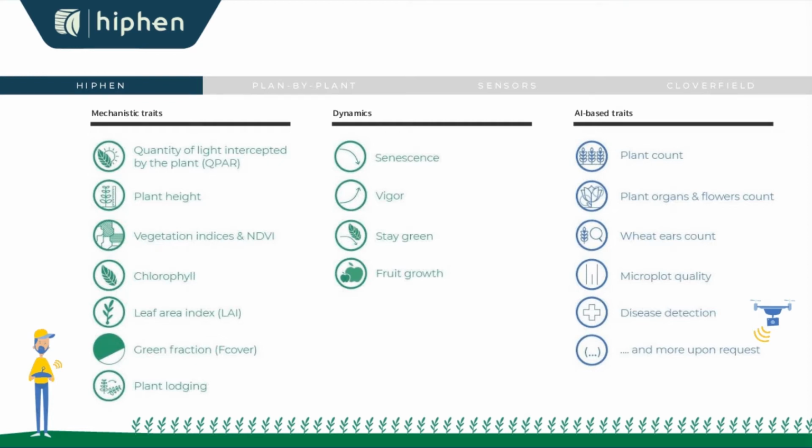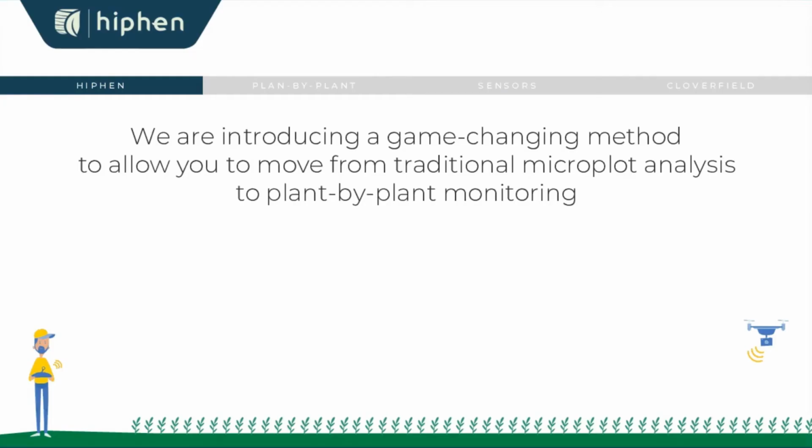So we do a lot of different things, and today basically we are going to explain how some of these traits can be computed at a plant level instead of the traditional microplot analysis that we are all used to. So we really believe that this is a game-changing method because it gives you a lot more information about what is going on in your breeding trial, and we are really excited about this type of solution.